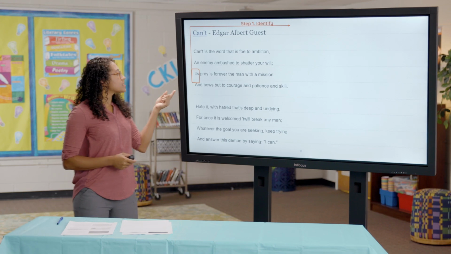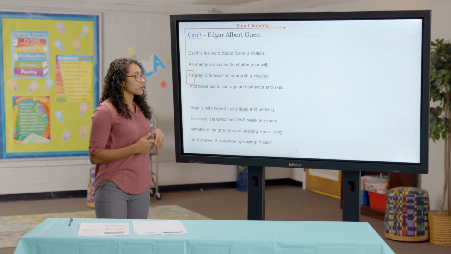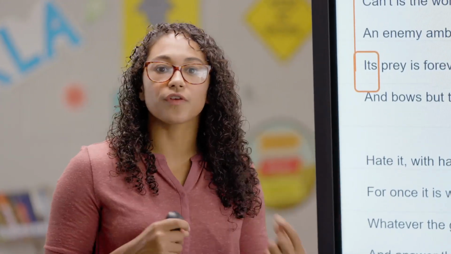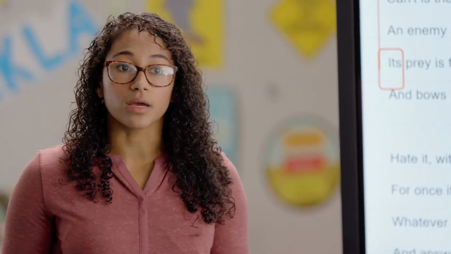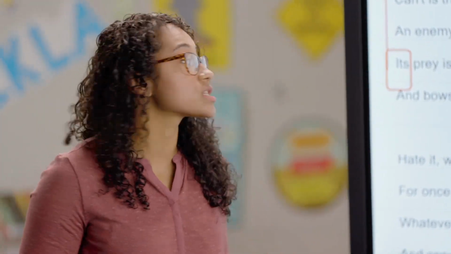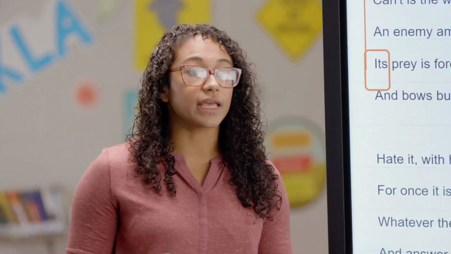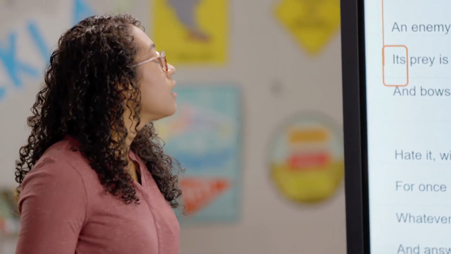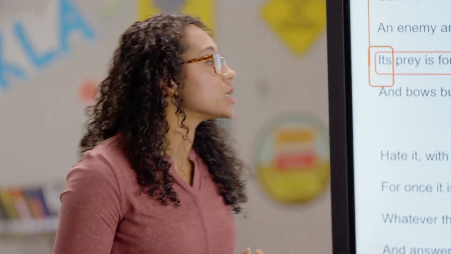First, the author says, "its prey is forever the man with a mission." So when the author talks about this word, he's referring to doubt. And doubt is given a living quality or characteristic, and this is personification. The author is personifying, or making doubt, or the word "can't," a living thing. This whole line is also a piece of figurative language.